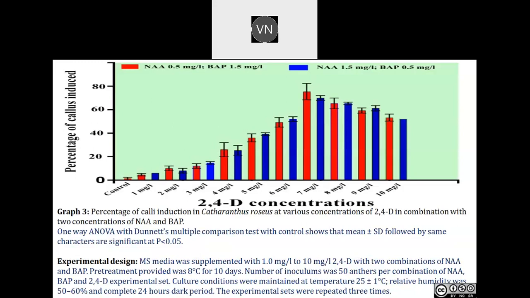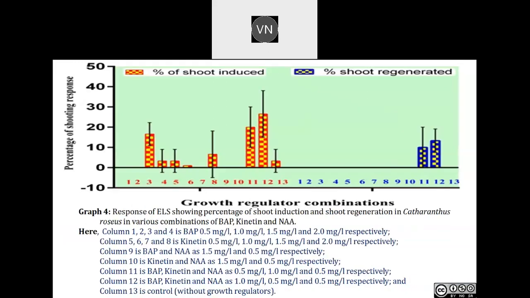Now, these are the ranges of 2,4-D which I used for haploid induction, from 1 mg per liter to 10 mg per liter, and there are two combinations at every concentration of 2,4-D. That concentration is given there. The experimental design is also given on the slide. Here I observed that the 7 mg per liter concentration, where NAA was 0.5 mg per liter and BAP was 1.5 mg per liter, is very much essential for the induction of callus in Catharanthus roseus anther culture. Next, please.